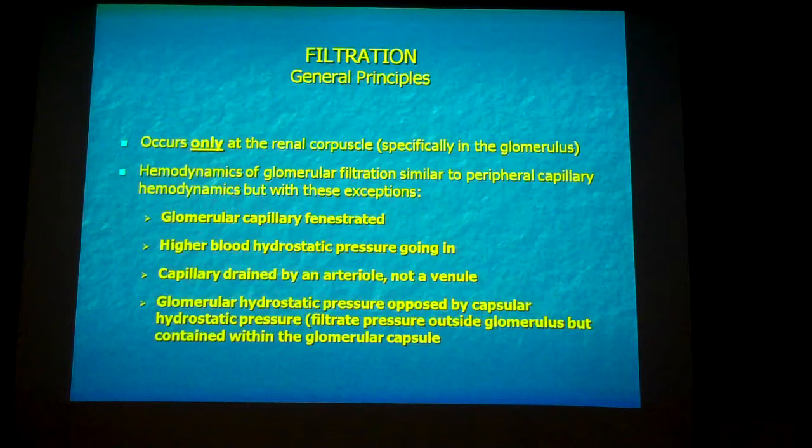If you remember when we talked about blood vessels and circulation, we said that the arteriolar pressure going into a capillary is around 35 millimeters of mercury. The pressure in afferent arterioles is around 50 to 55 millimeters of mercury. So we got a higher pressure going in, and remember we said that this capillary is not only fed by an arteriole, it's drained by an arteriole. Why is it a higher pressure? For purposes of better filtration.